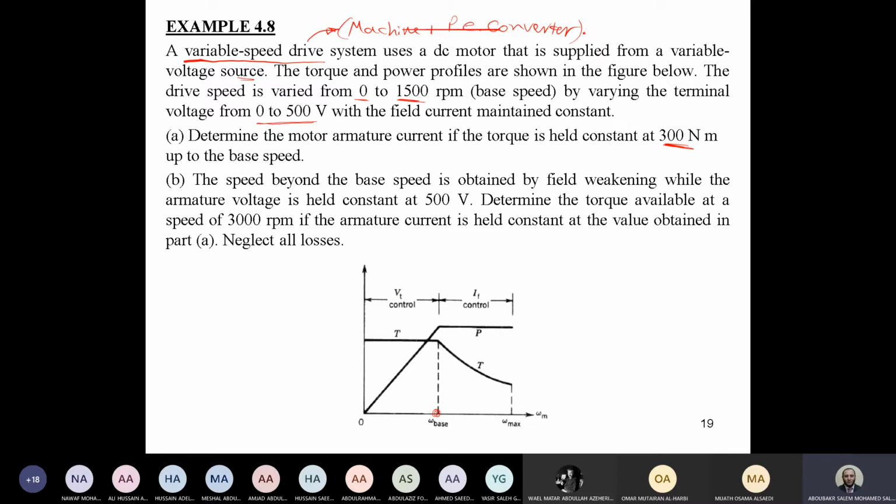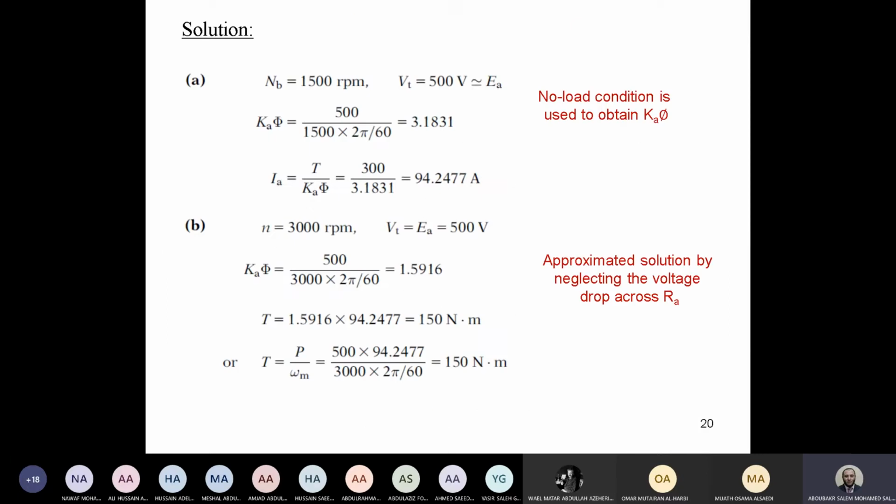So what will be the value of torque now? We have range from 0 to 1500. So let's assume one operating point to operate the machine and find the corresponding torque. Simply, we have the base speed, which is 1500 RPM. We can get the K phi value from the no load speed point. So we can say K phi equals V terminal over omega, where omega is N multiplied by 2 pi over 60.